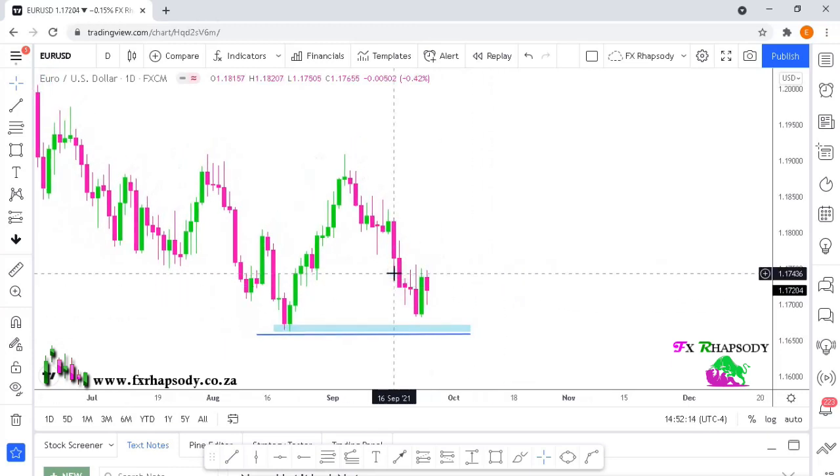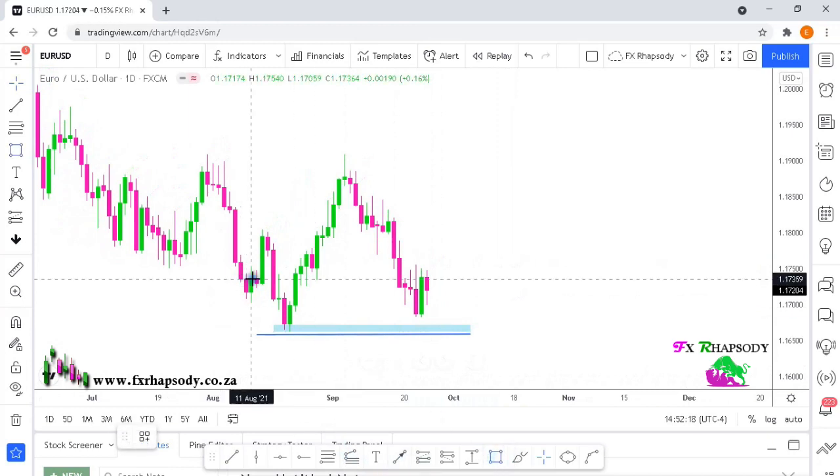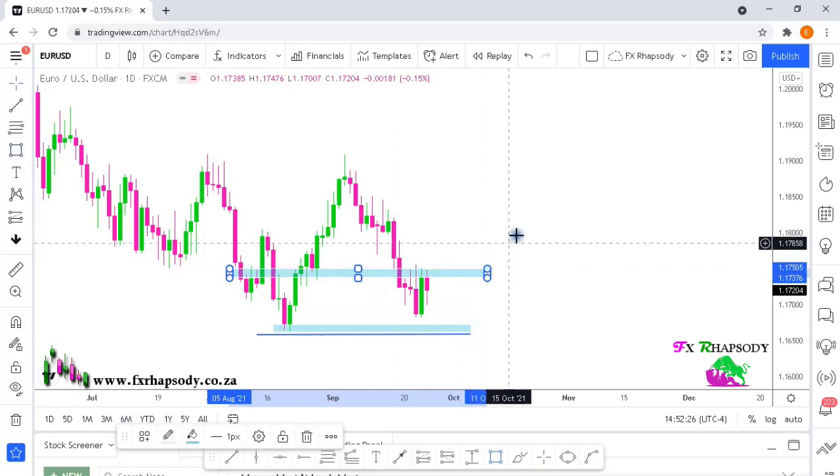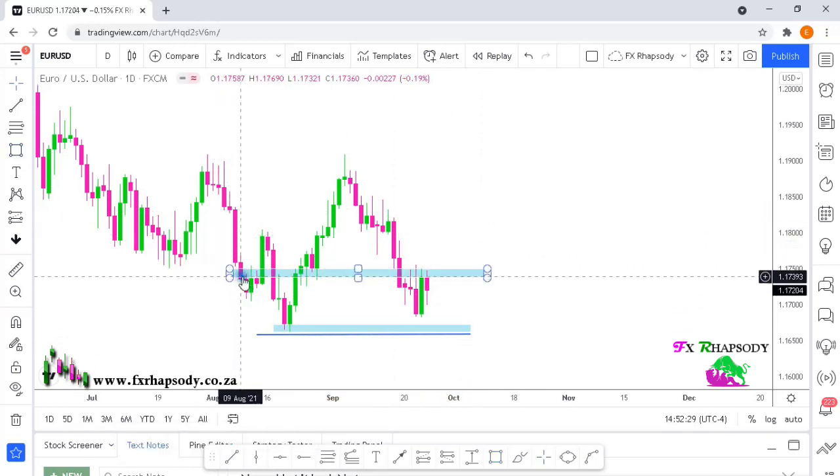So I just want to highlight another key area over here. And we can see that price is currently in this area. It's a nice area of support and resistance. As you can see, it acted as a previous resistance a little bit. Then price went up for a couple of days.